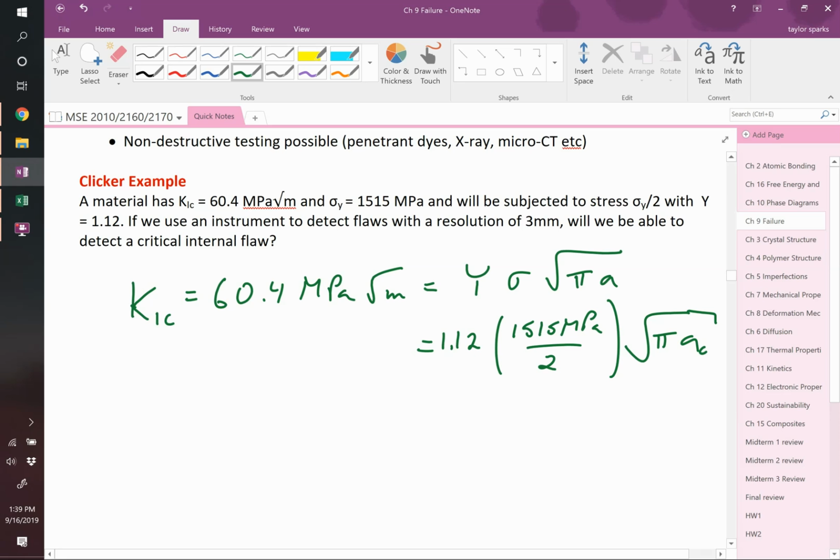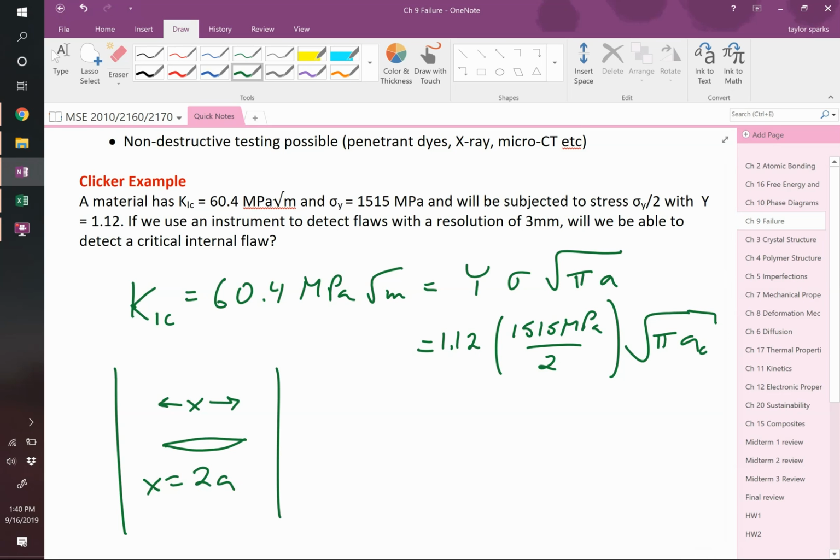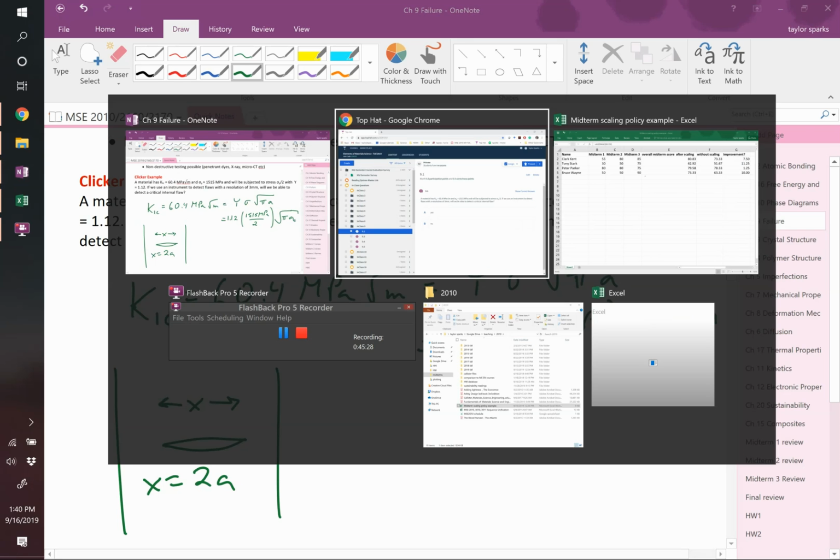Question? Would it be bigger than 1.5 millimeters? Yeah, great question. So we said it's an internal flaw. So the total flaw size, which you can call X, this whole distance there, X equals 2A. And what we can see is X. That's what we see with our tool. The tool doesn't tell us half crack size. It just says, I see a flaw in your material, and it's some dimension. So go ahead and tell me what you think. Are we going to be able to detect this or not?